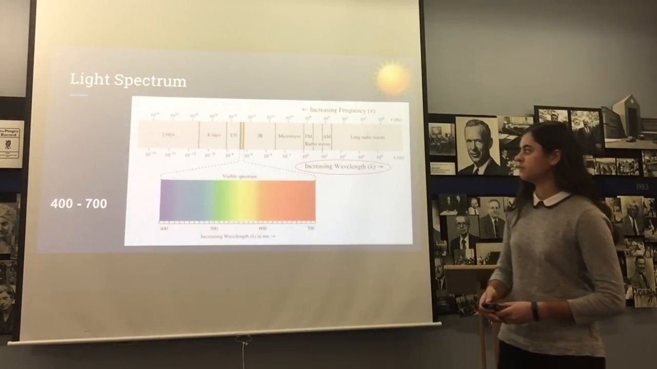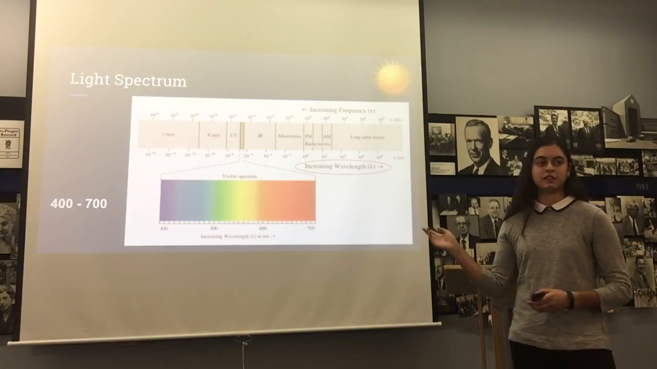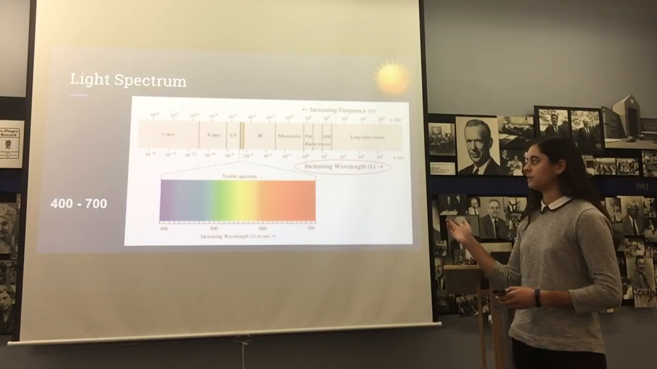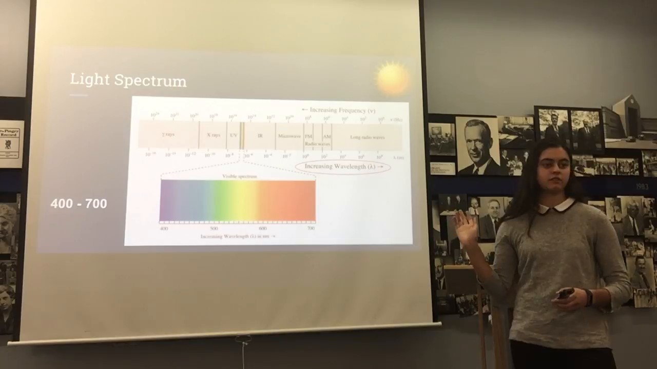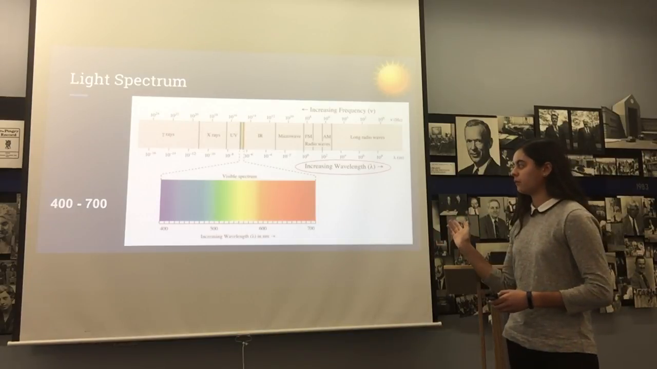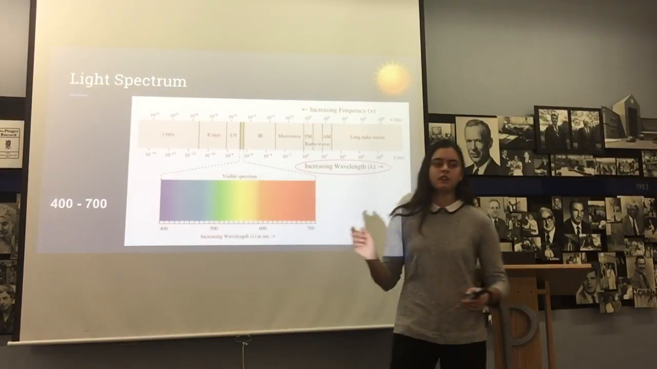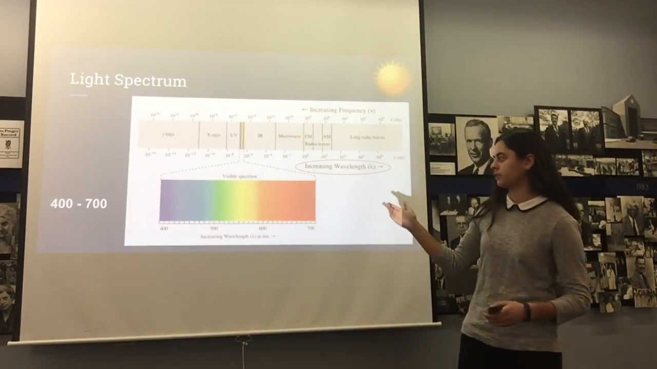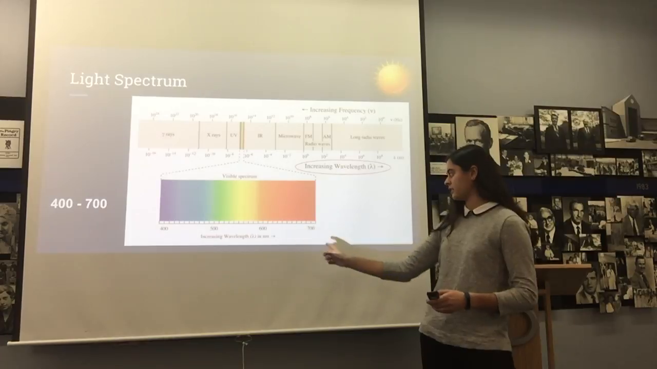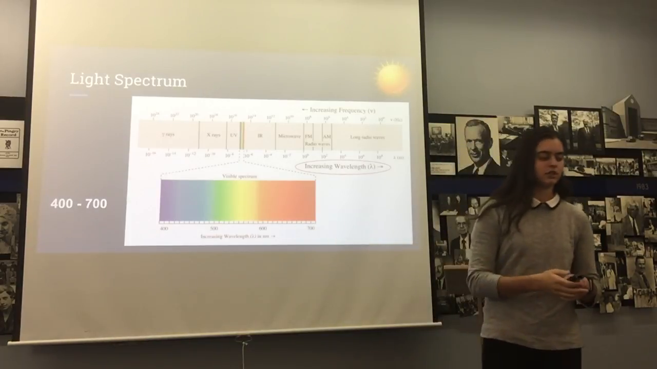Okay. Last bit of background. I'm sure many of you have seen the light spectrum, but it's important because it has tons of different kinds of light and wavelengths. But what I'll be focusing on is UV, visible, and infrared light. Visible light, most importantly, is between 400 and 700 nanometers wavelength. So just keep that in mind.